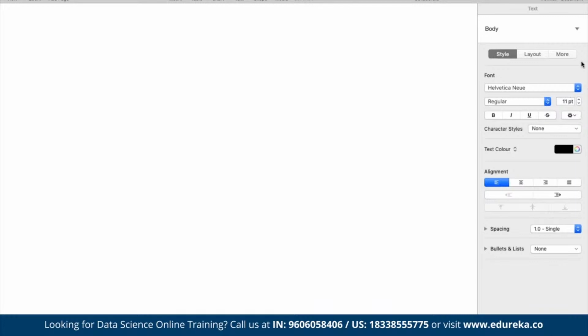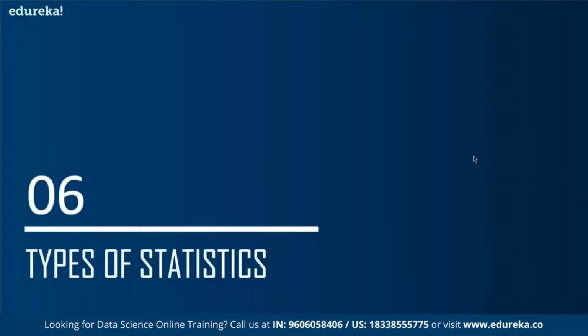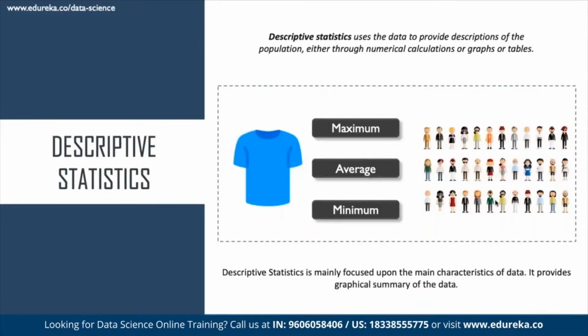Now let's understand the types of statistics. First of all, we have descriptive statistics. Basically, we use this for describing the population, that means giving attributes. Suppose we want to define the maximum value, average value, or minimum value for any given population, then we can use descriptive statistics for that purpose, right?